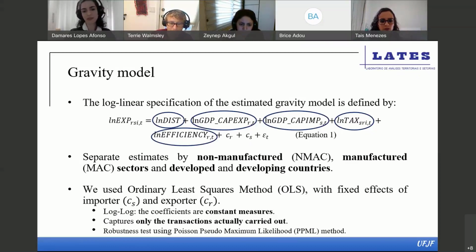And we only captured the positive trade flows without considering zero trade flows. But it doesn't represent a source of bias for us, since our objective is to analyze the transactions effectively carried out that can involve transaction costs. But we also provide some estimates using alternative methods at the end of this presentation.